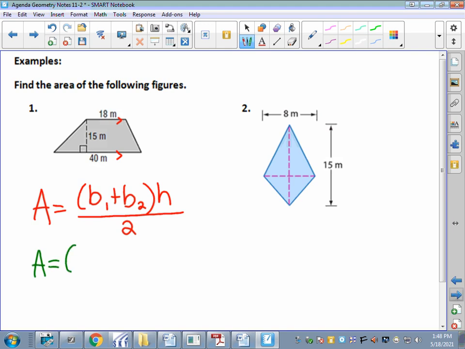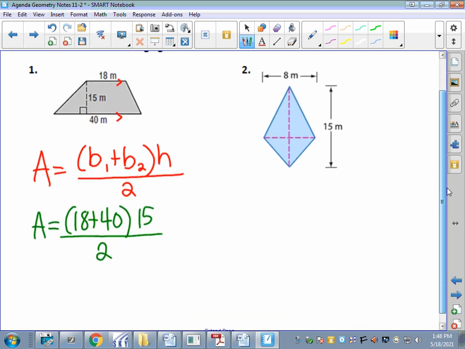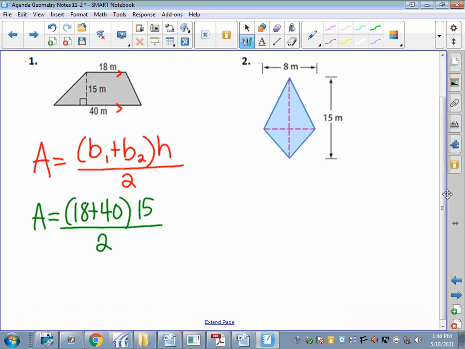Area equals, does it matter which way you add 18 plus 40? You're going to get 58 no matter which way it goes, right? So it doesn't matter which way you put those into the formula. 40 plus 18 is the same as 18 plus 40. So that area is going to end up being, when you get to your calculation, something like 435 square meters. Right? It's just plug and chug. You just need to figure things out.